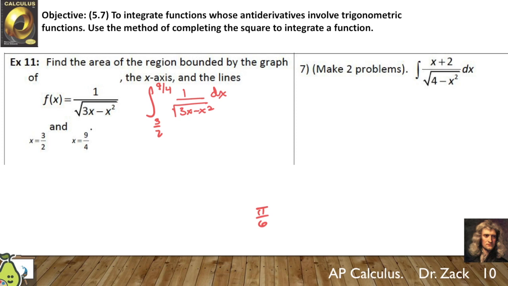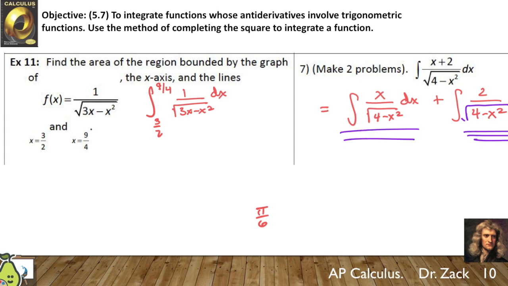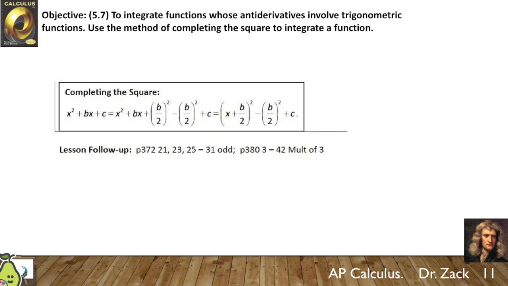For number 7, notice you've got this very complex problem. You might want to make it as 2 problems. You'll have x over square root 4 minus x squared dx plus the integral 2 over the square root of 4 minus x squared dx. Your final answer should involve an arcsine for the second part and u sub for the first part. All right, finish up that problem, please.